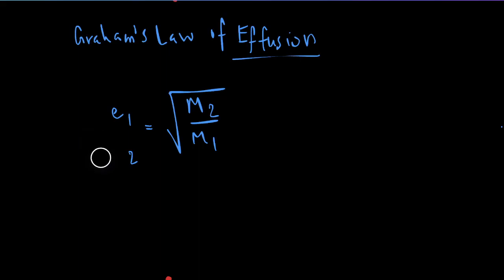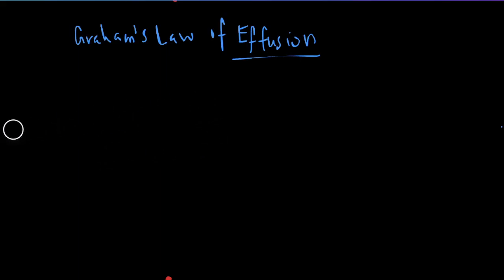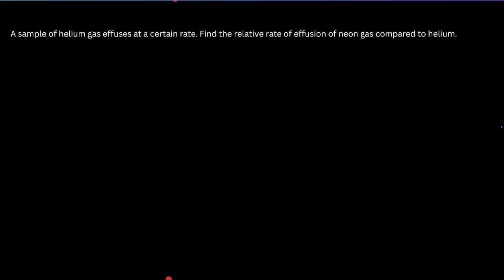Now that we have Graham's law explained, let's look at a couple of problems to help it make a bit more sense. All right, let's say a sample of helium gas effuses at a certain rate. Find the relative rate of effusion of neon gas compared to helium.